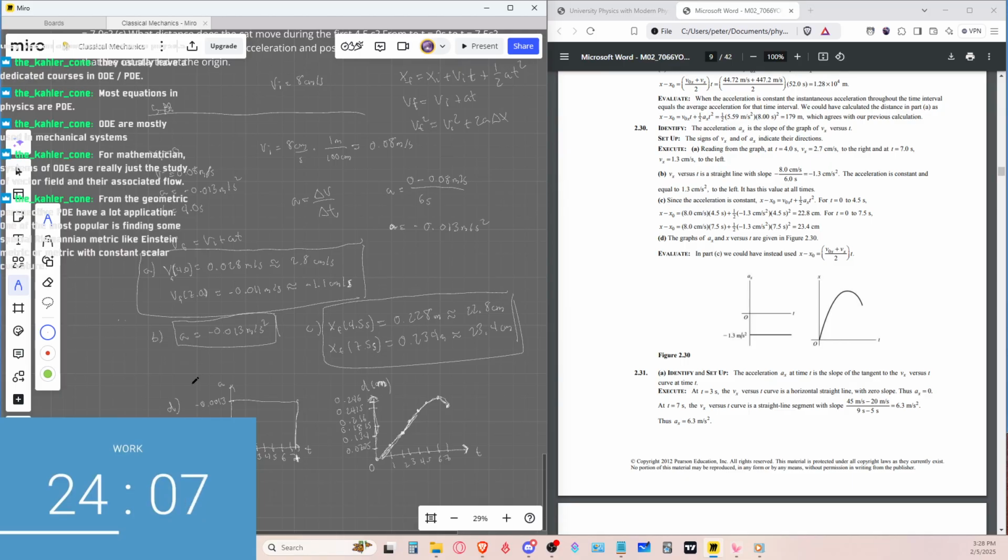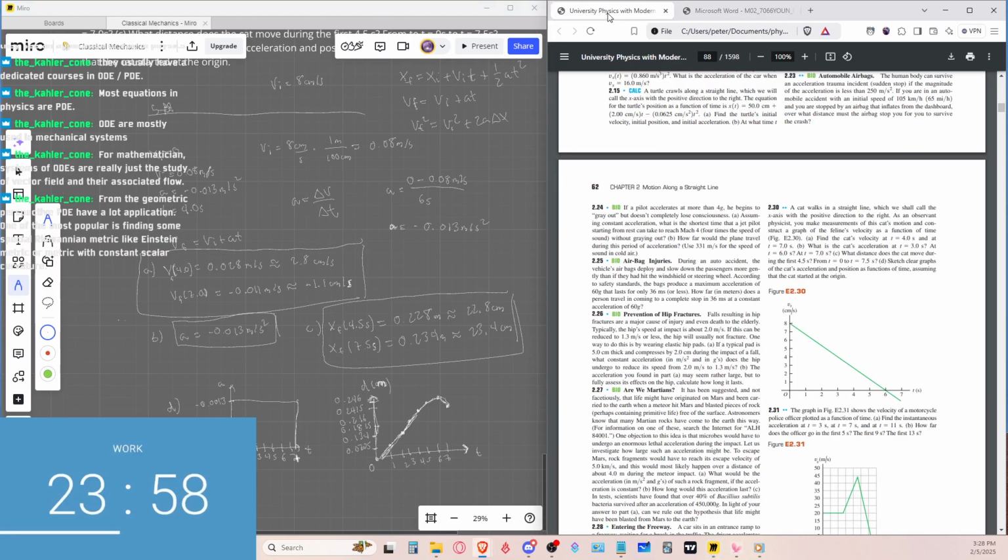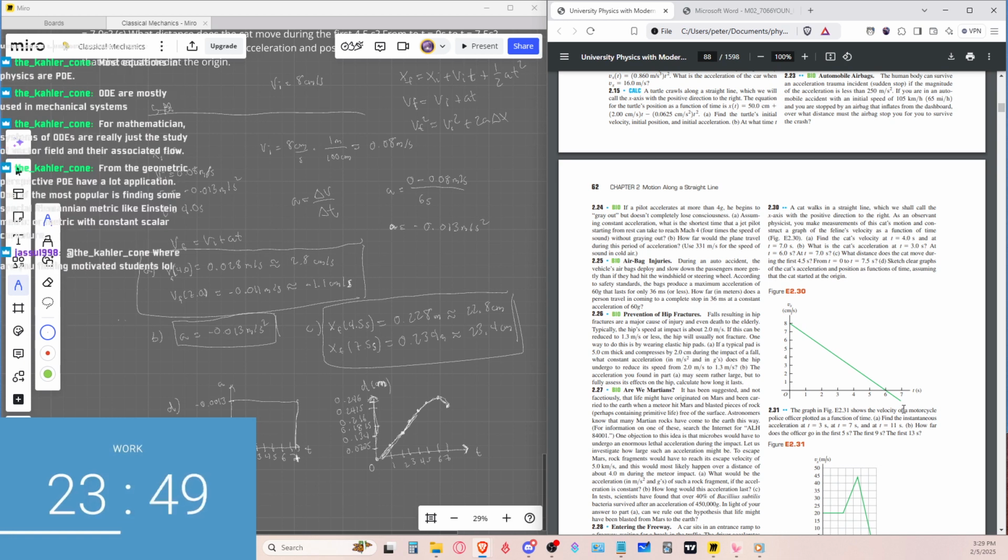But the graphs look okay. I think the reason why I was preoccupied with this one was because the actual graph itself looks like this. And it's at 7.5, so I'm like, shouldn't it go back a little bit? But then again, the acceleration is constantly going down, so it's reducing a little bit. So I'm guessing it's still going forward a little bit, but not as much.